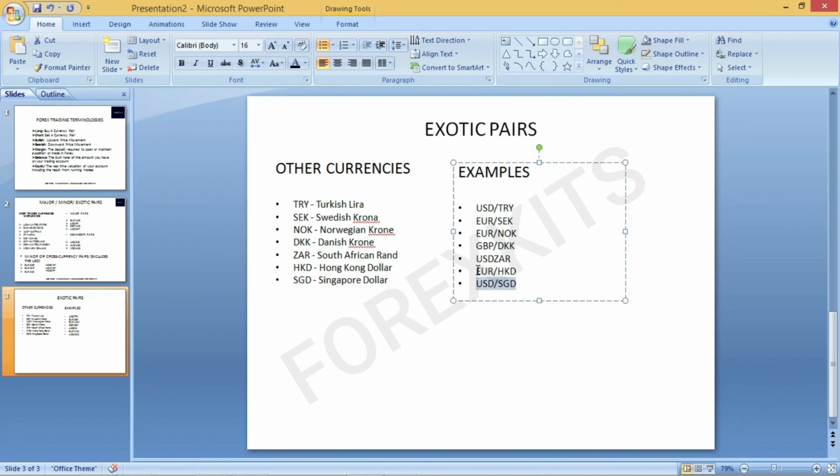So that is just the difference between the exotic pairs and the major currency pairs. So let's move on to the next lesson, guys.